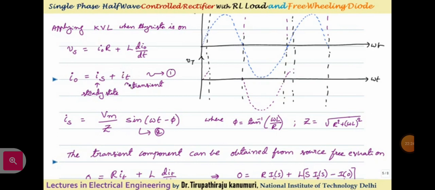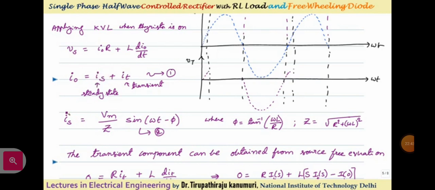So this transient component will become equal to 0, and the steady state component is the component once the system is stabilized, which depends on the time constant of your circuit, which is decided by the amount of L and R. So this will be the steady state value. The steady state analysis we have already seen in basic electrical engineering.